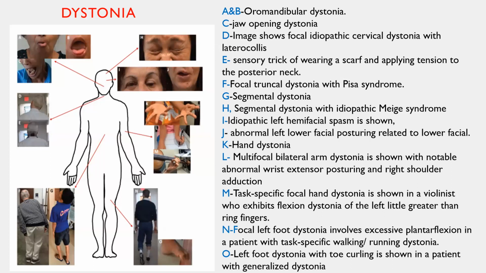Whenever using the violin, the patient is having dystonia. That is also called task specific dystonias. And figure N, the patient is having persistent dorsiflexion of the foot dystonia, and in O also the patient is having left foot dystonias. Okay, these are just imaging findings of dystonia.